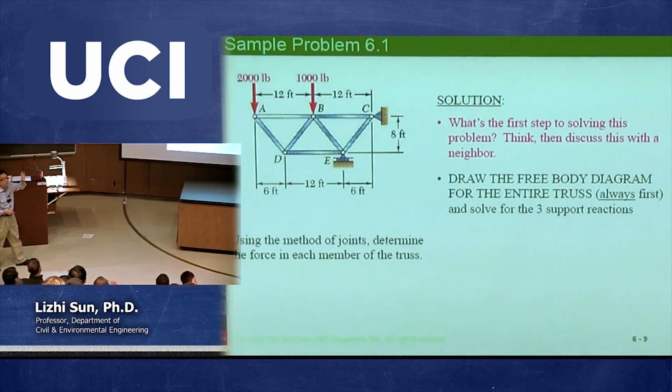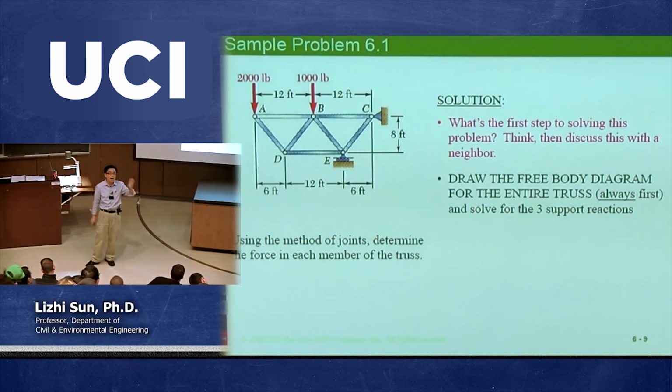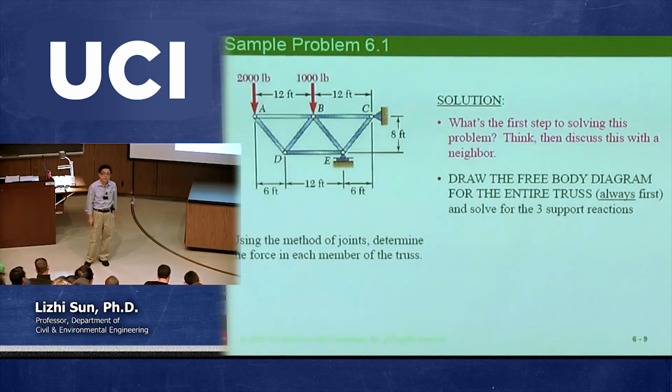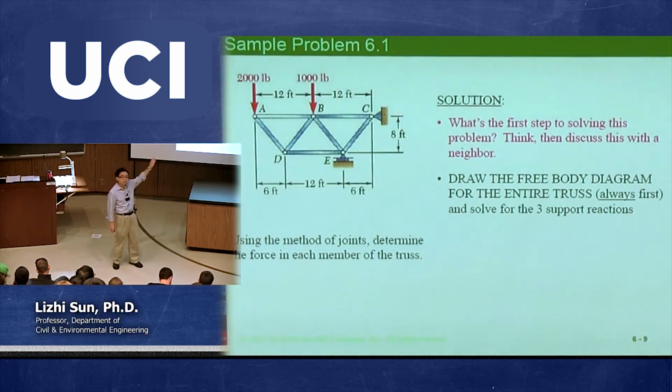It's called the method of joints. Okay? The method of joints allows you to calculate all member forces. So if you were given a structural truss problem asking you to calculate all member forces, you don't have a choice. You just have to use the method of joints. The method of joints allows you to calculate all member forces.